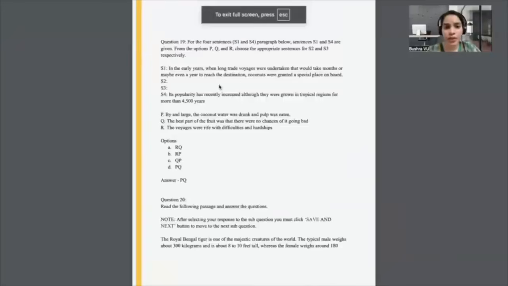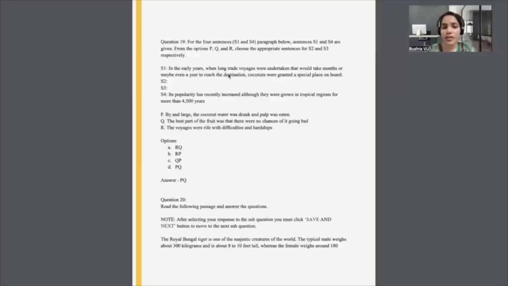Okay, so now let's look at the 19th question. For the four sentences, S1 and S4 of the paragraph below, same again. S1 and S4 are going to be given. You have to choose from the 3 options given, P, Q, R, which fits the best into S2 and S3. Let's look at statement 1. In the early years, when long trade voyages were undertaken that would take months or maybe even a year to reach a destination, coconuts were granted a special place on board. Here we're talking about long trade voyages, as in long journeys that would take months or even years to reach the destination. Coconuts were given a very special position on board.